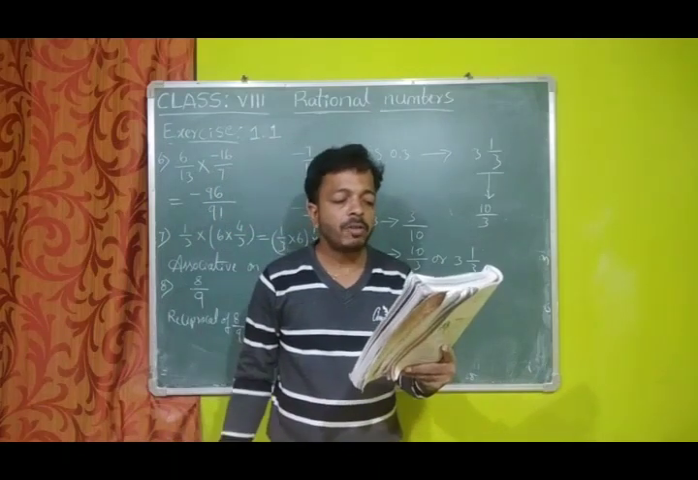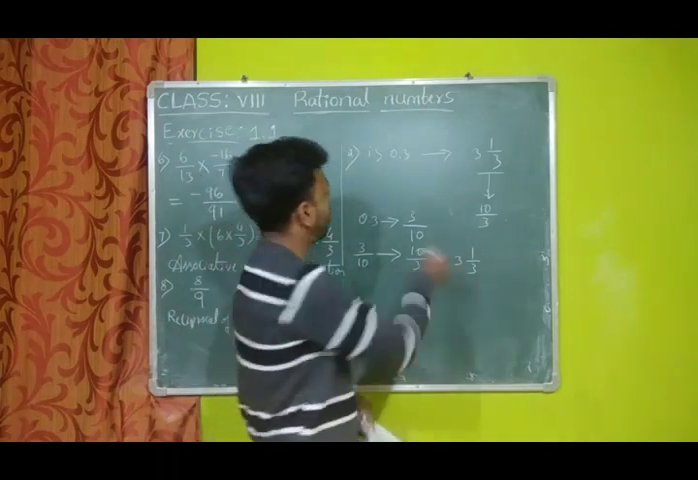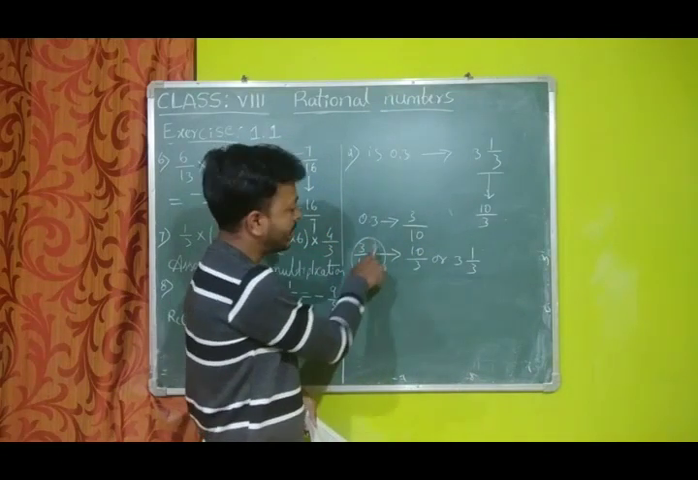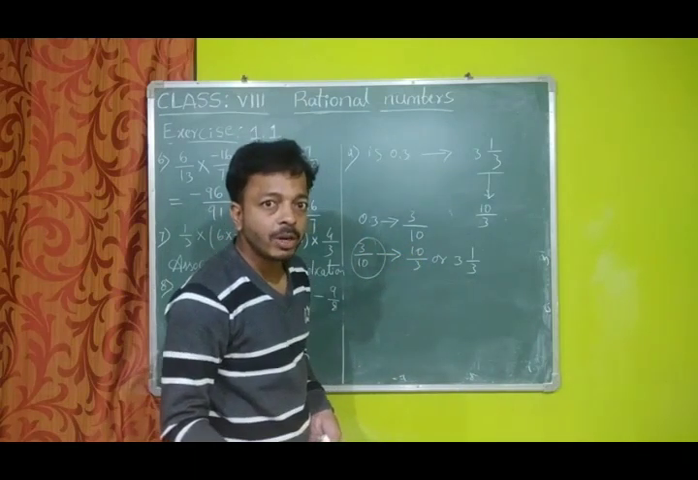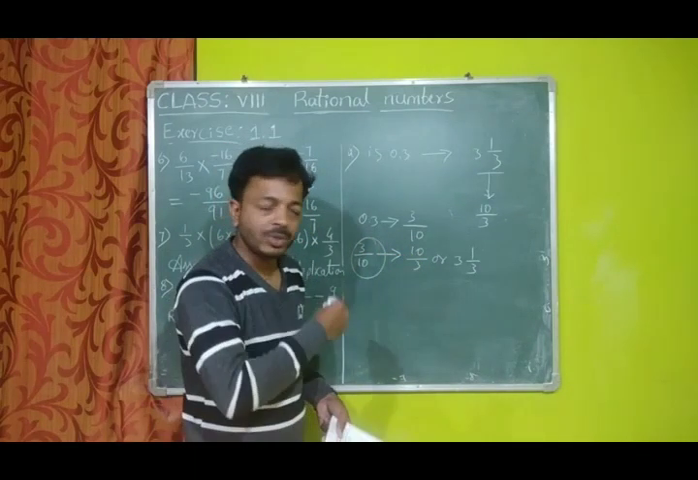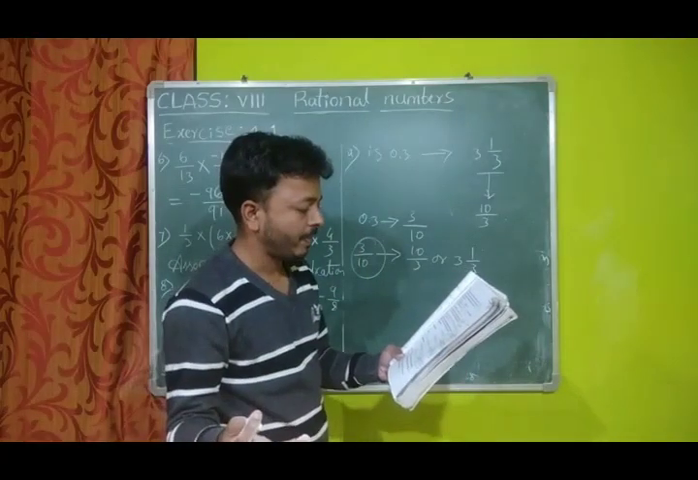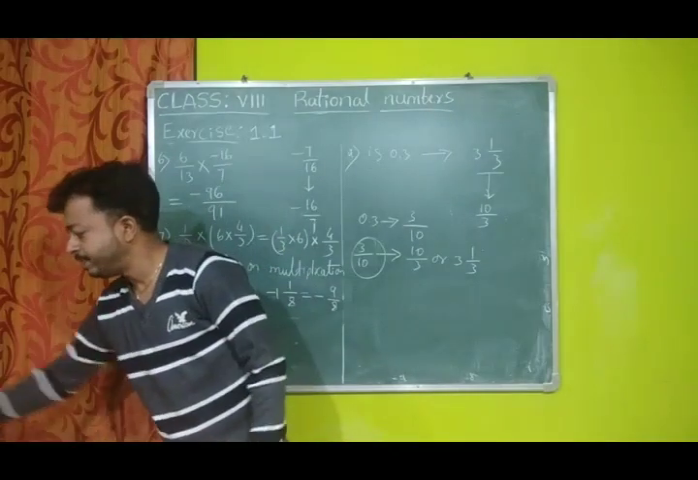The reciprocal of a positive rational number is what? So this is a positive rational number, 3 by 10. What is the reciprocal of this? 10 by 3. Is it positive or negative? Yes, it is positive. The reciprocal of a positive number is positive. Understood? This is exercise number 1.1.